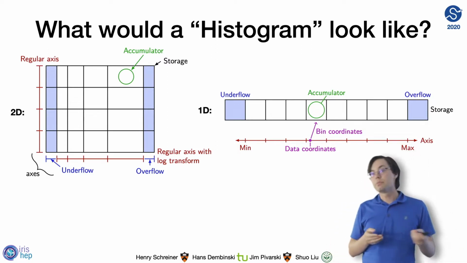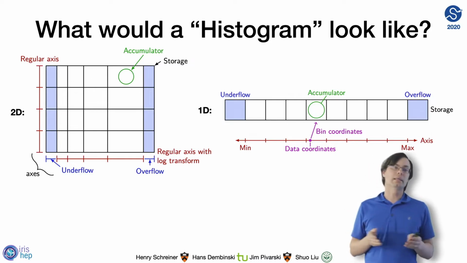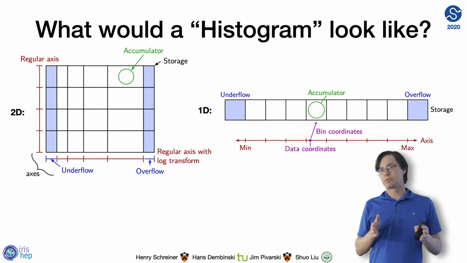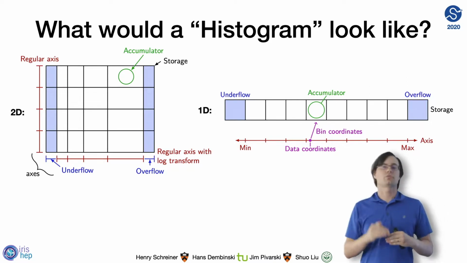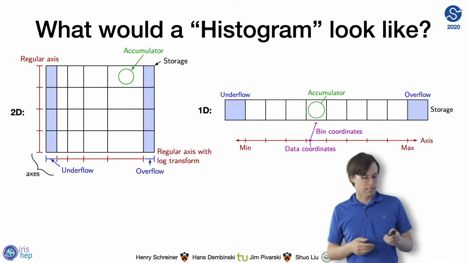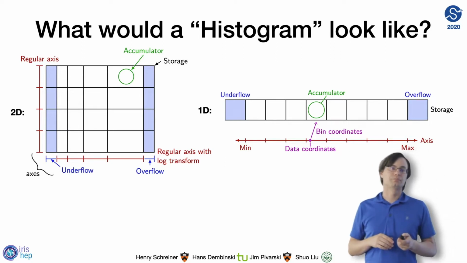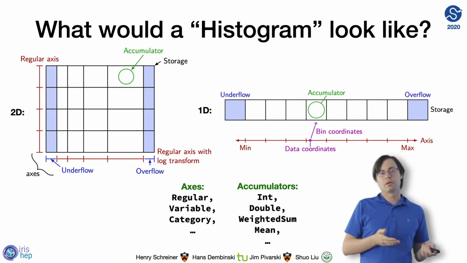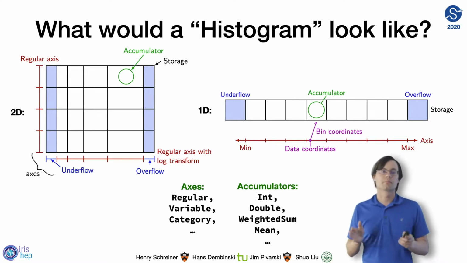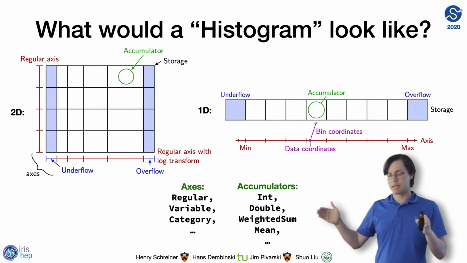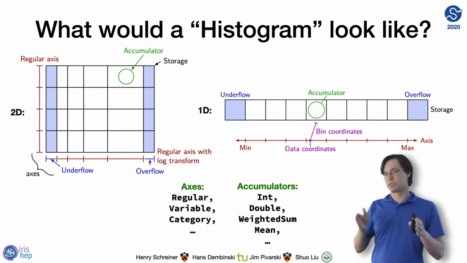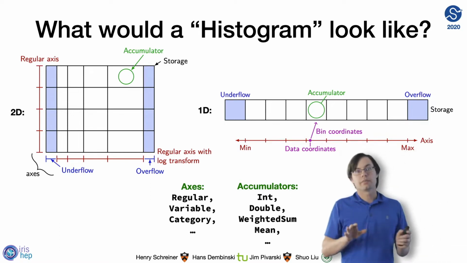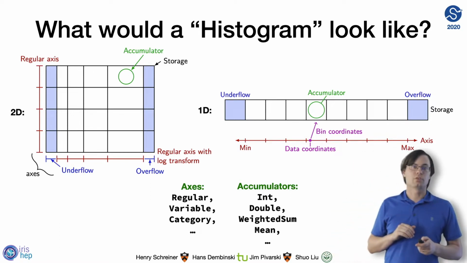There are different types of axes. You could have regular binning. In fact, an axis could even convert from a discrete space to a discrete space. So you could have categories or something like that, integers or strings. Okay, so here are some of the ideas for axes. We have regular, which would be a set binning, variable, which lets you specify the bins, categories, etc. And you also have these accumulators I've mentioned.